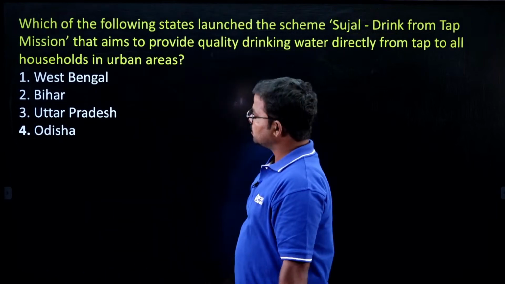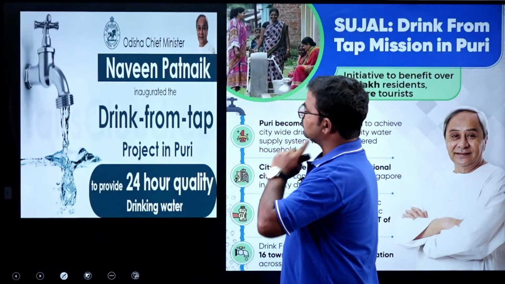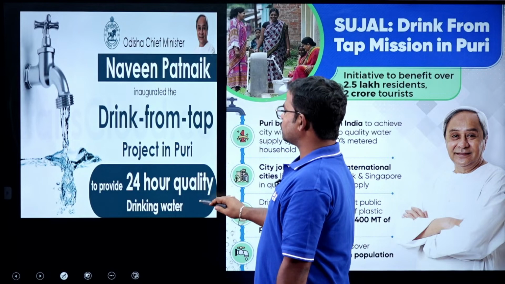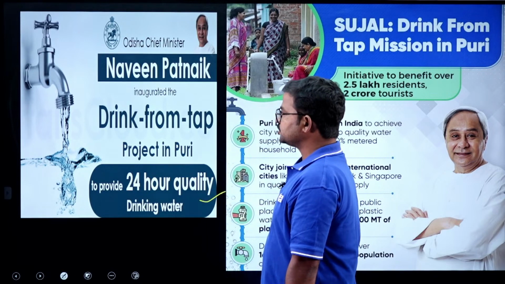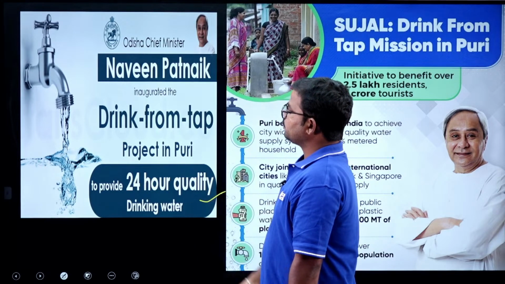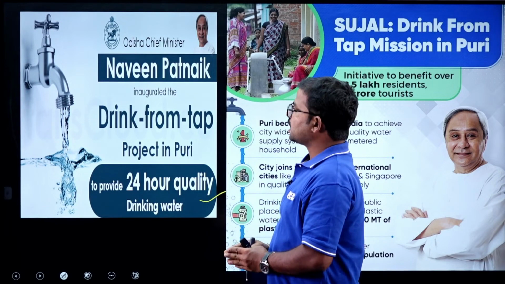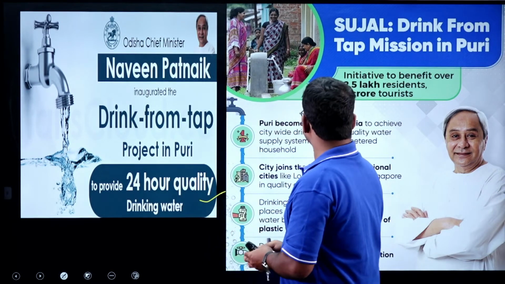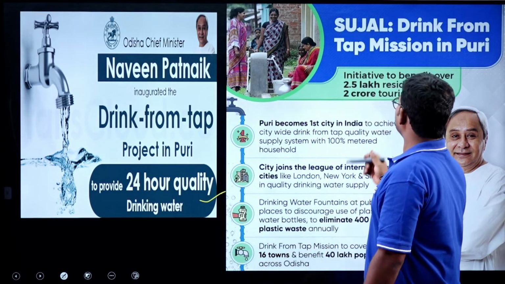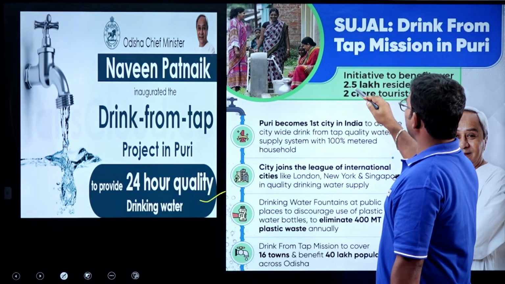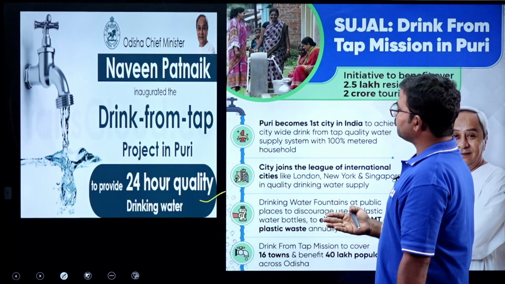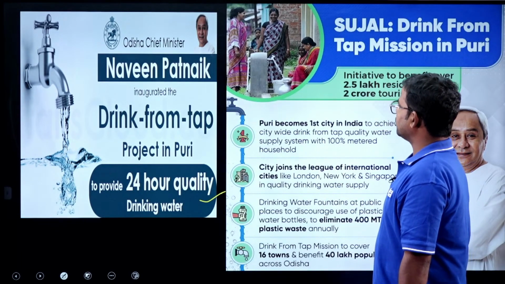Here you may observe that to provide 24 hours quality drinking water, Naveen Patnaik, the Honorable Chief Minister of Odisha, inaugurated this project. The benefit of this project is that 2.5 lakh residents will benefit from this scheme.